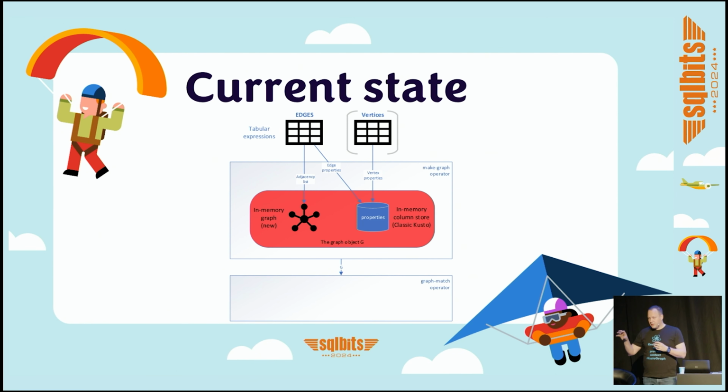As a second object, we also create the well-known Kusto in-memory column store. That helps us to reuse all of the scalar operators that we built over the years. So you will see it later. Now, once we created that object, you can run other expressions on it, other operators. One of the most used ones is the graph match operator, which looks a little bit like a mix between KQL and Cypher. You will see it later.